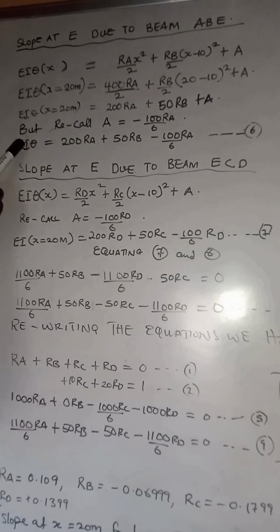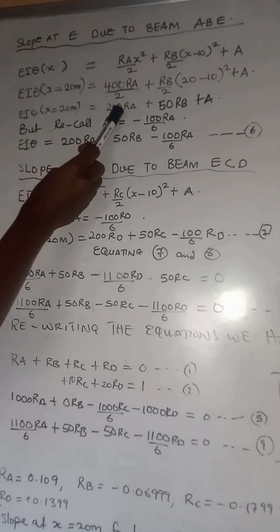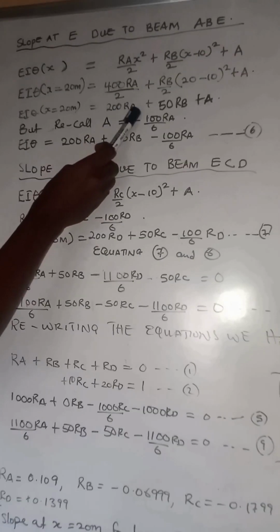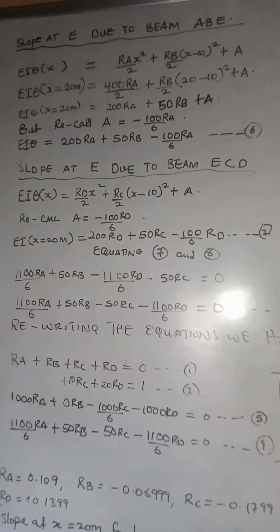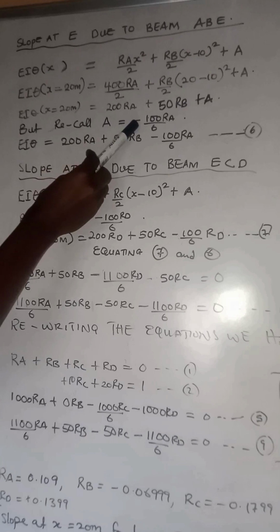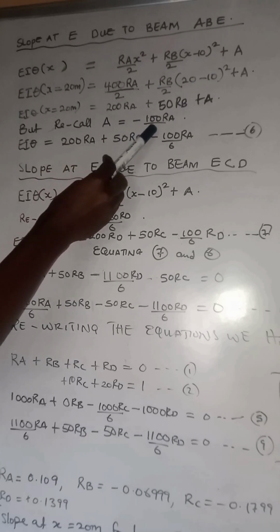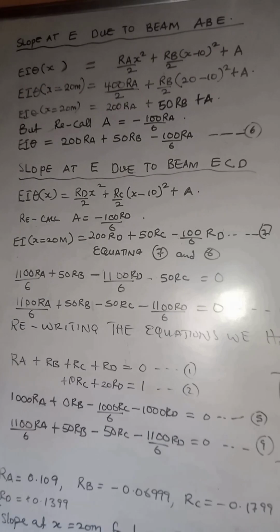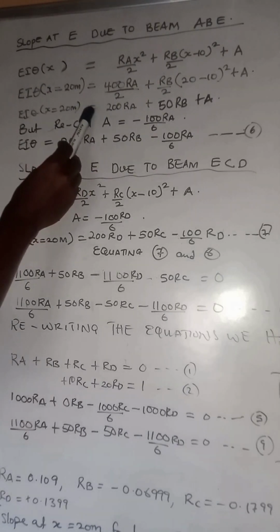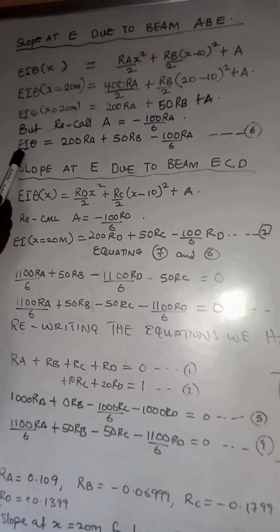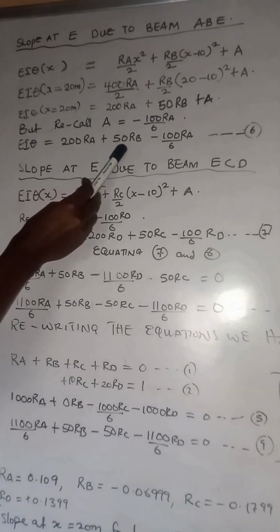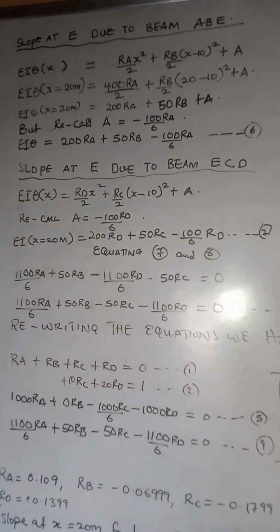If we do that carefully, we are going to have the expression for the slope to be 200 RA plus 50 RB plus constant A. Now recall that we have our A from this particular beam, which is our constant, to be minus 100 over 6 RA. So if we substitute that value of A into this expression when x is equal to 20, we're going to have the slope expression to be 200 RA plus 50 RB minus 100 RA over 6. This gives us the slope expression. We can call that equation 6.